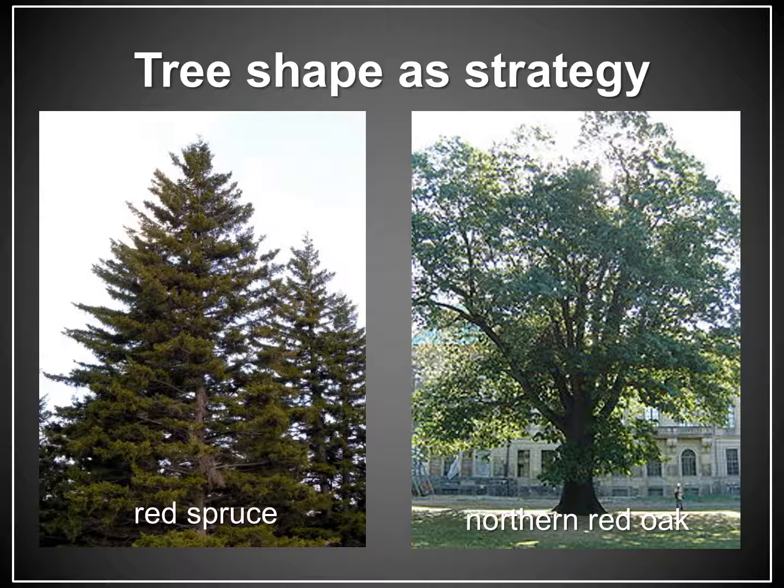So in comparison, the northern red oak on the right, with its relatively spreading crown, is indicative of many deciduous trees that are more adapted to climates with less severe winters.